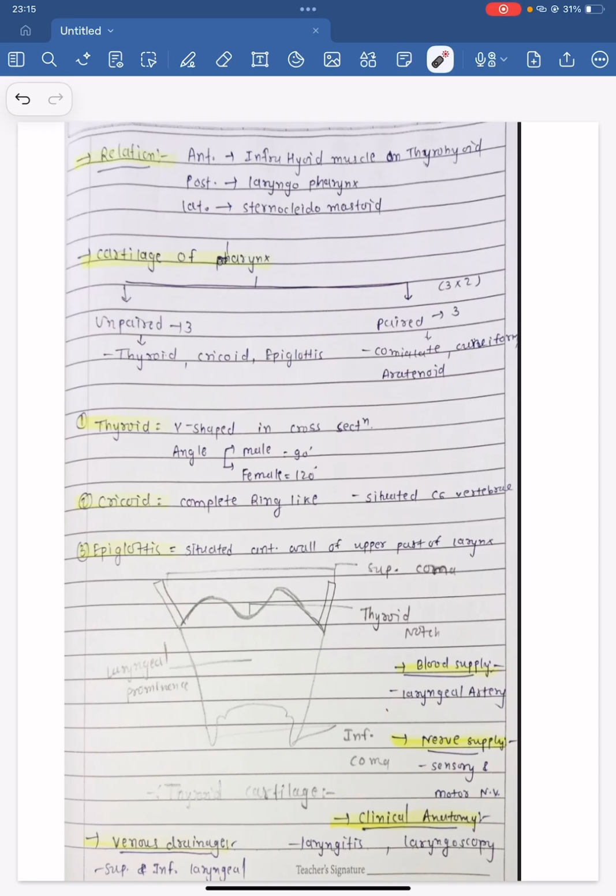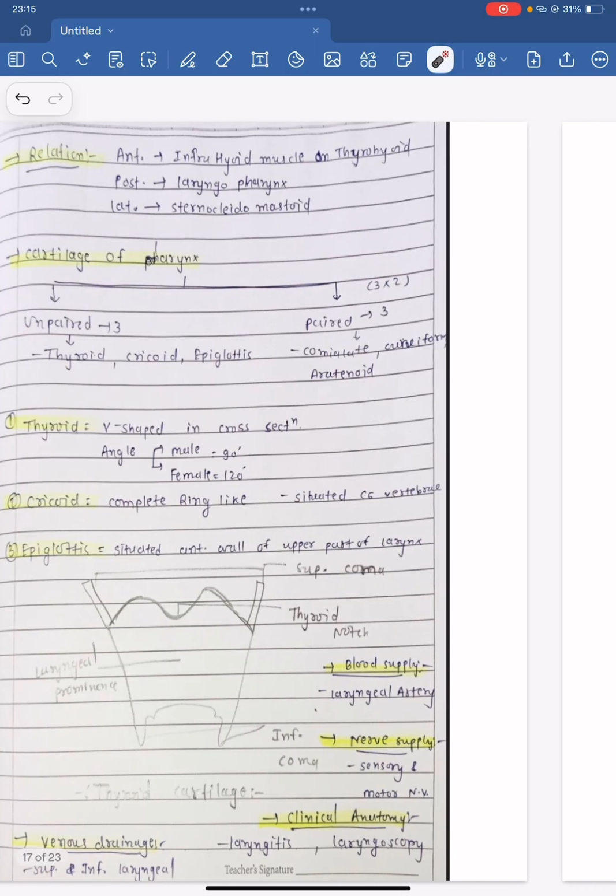So epiglottis cartilage is a tongue-shaped cartilage having a broad upper end and a narrow lower end. The upper end is broad and free, the lower end is pointed and attached. So cartilage is done. Then joints of the larynx. What joints are present in the larynx? So the joints are like this.